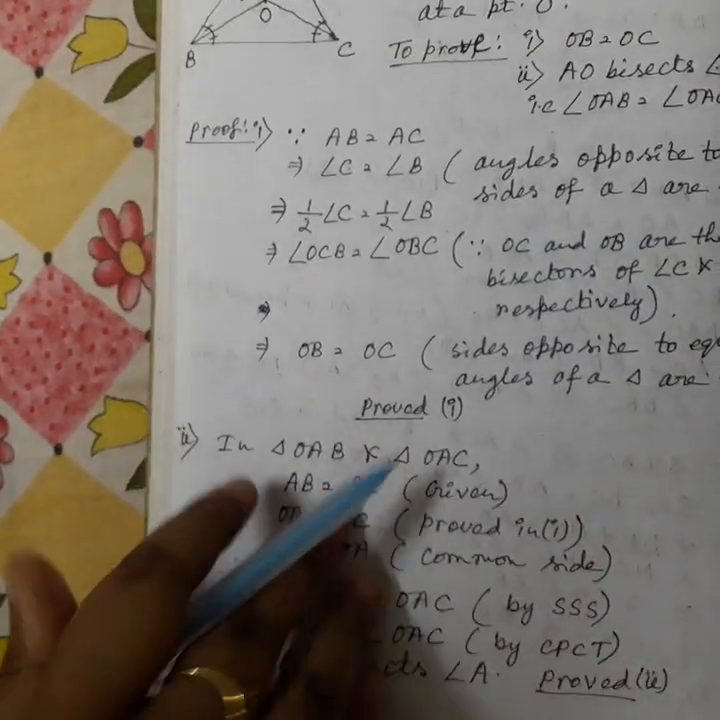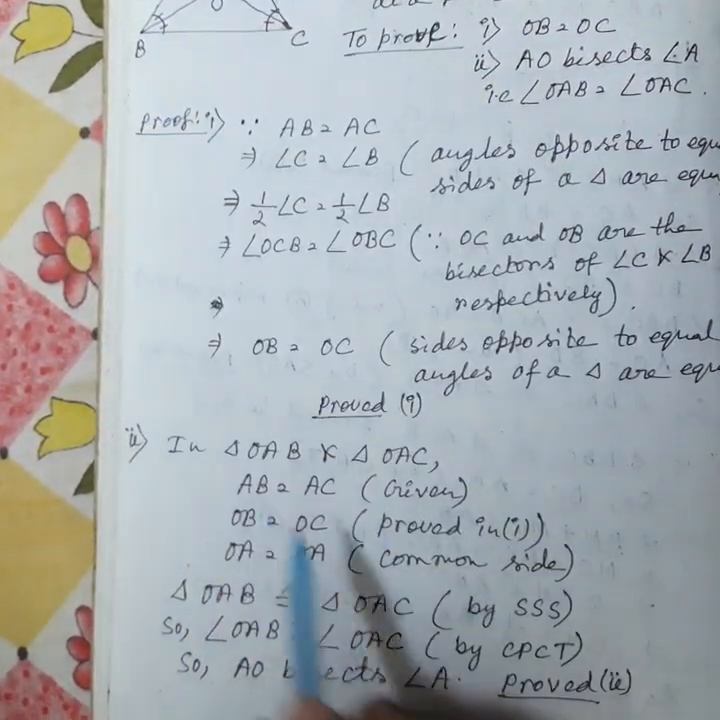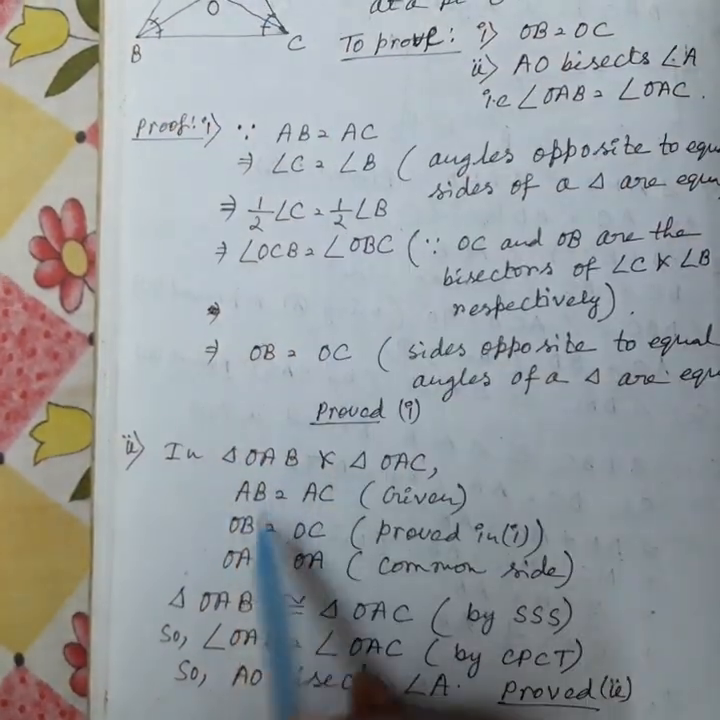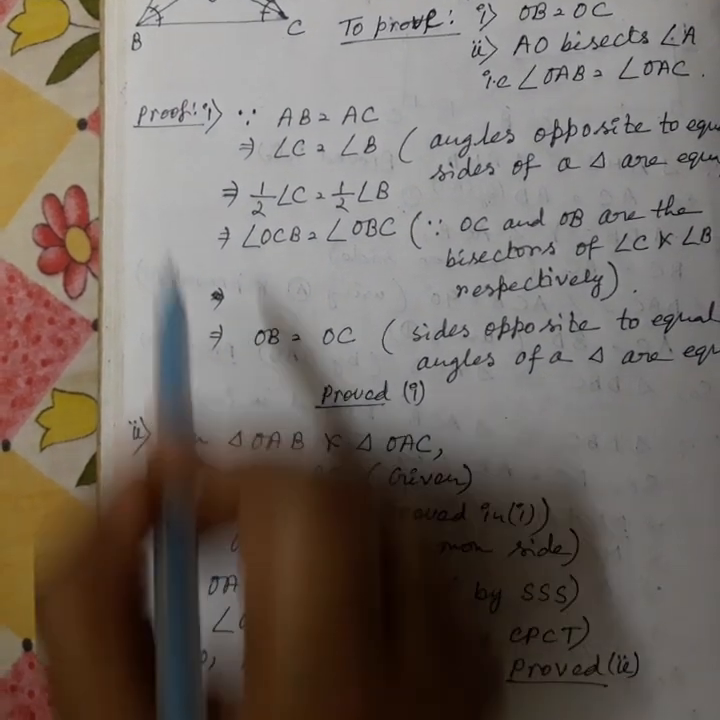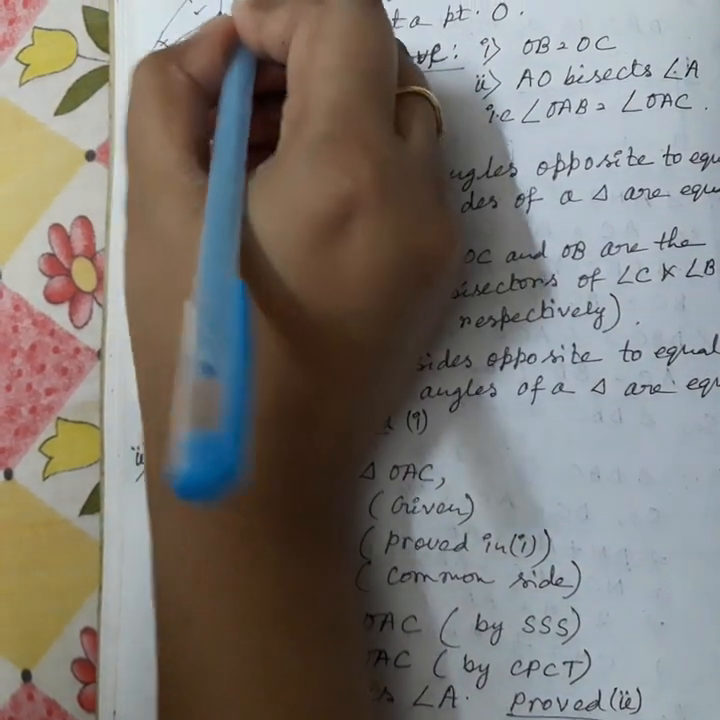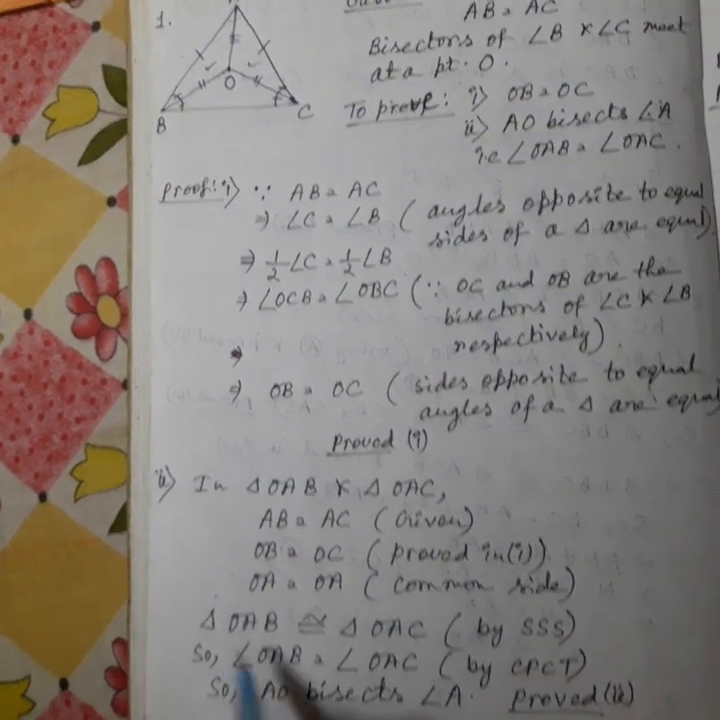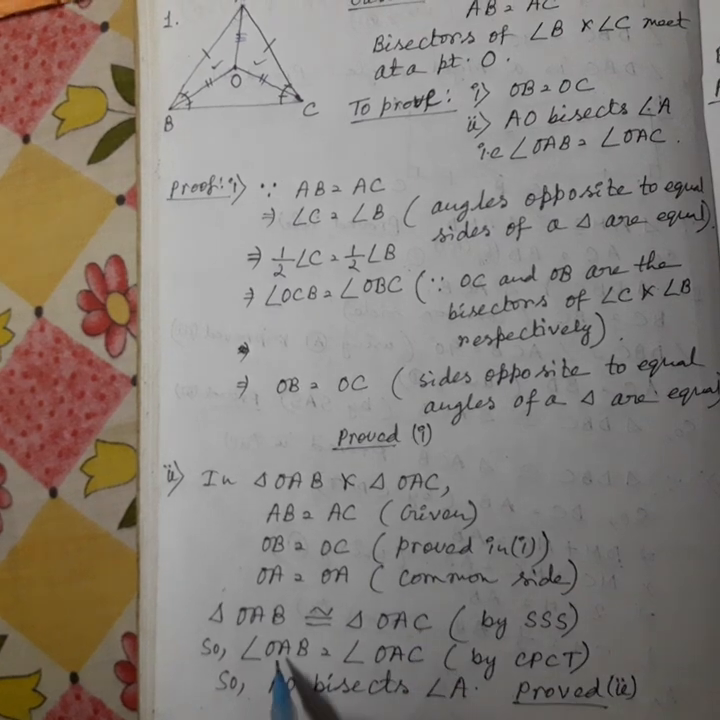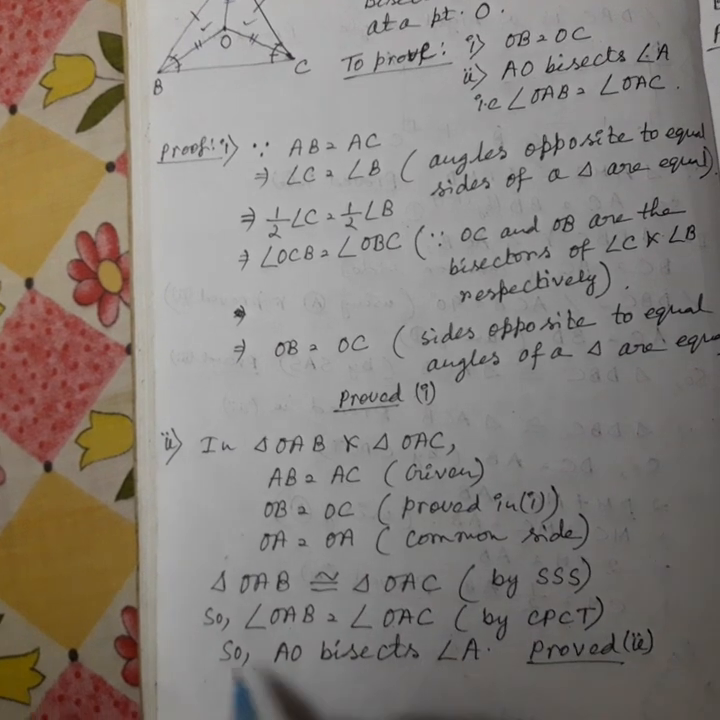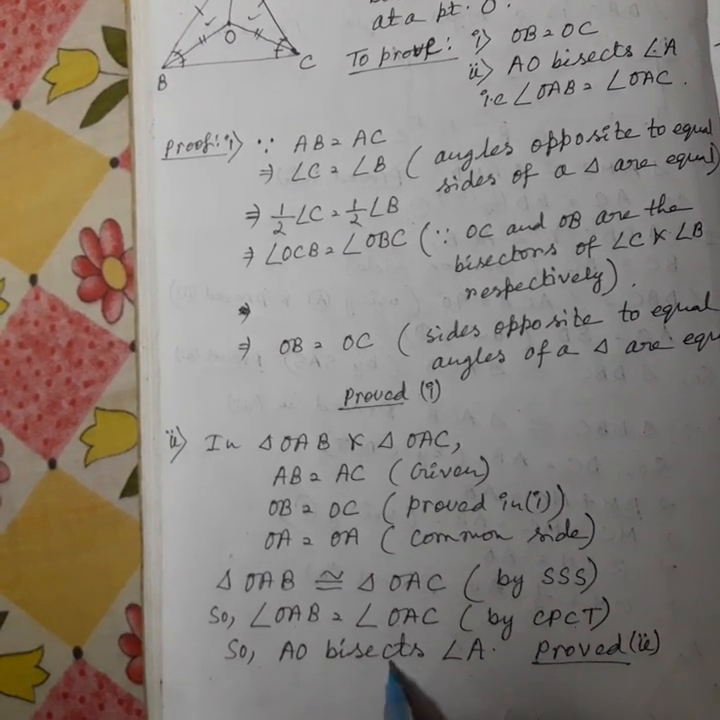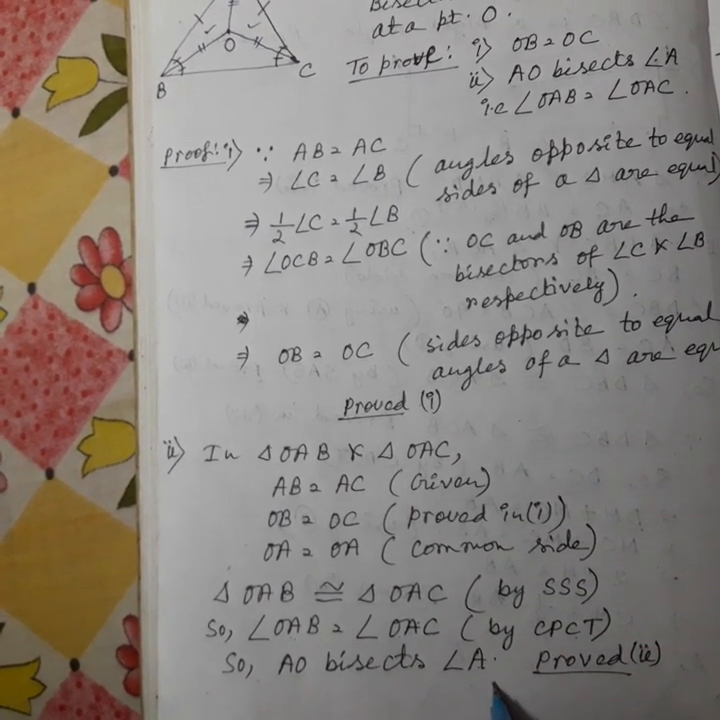We have to do it by congruence. We take the triangles OAB and OAC, where AB is equal to AC given, OB is equal to OC already proved in 1, and OA is the common side. So these two sides are equal, these two sides are equal, and this is the common side. By SSS we can prove these two triangles are congruent. So angle OAB is equal to angle OAC by CPCT. Since these two angles are equal, that means AO bisects angle A. That is proof 2.